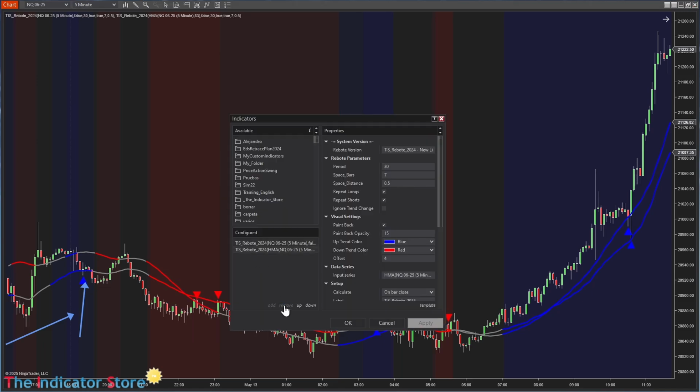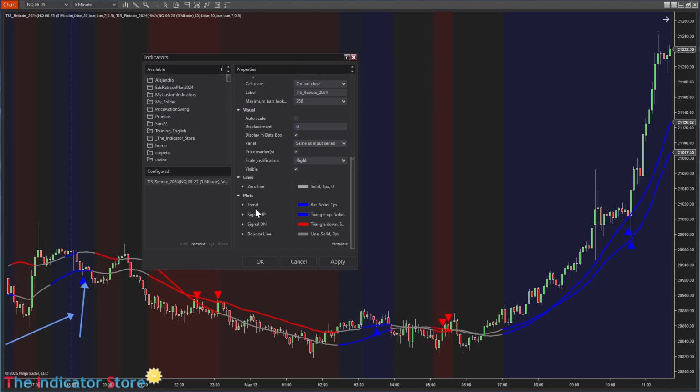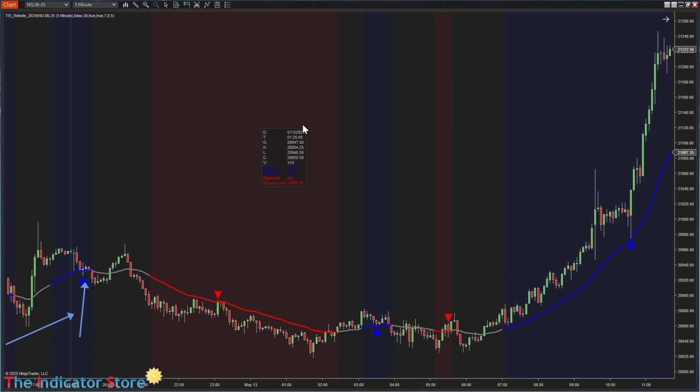This indicator has plots, so we can export the trend, the signals, and also the bounce line. The bounce line is just the line where we bounce, so there's nothing important here. But the trend is one or minus one. This is something that you can use for your filter, and we can see this if you press the middle button. You can see that the trend is -1, 0, 1.